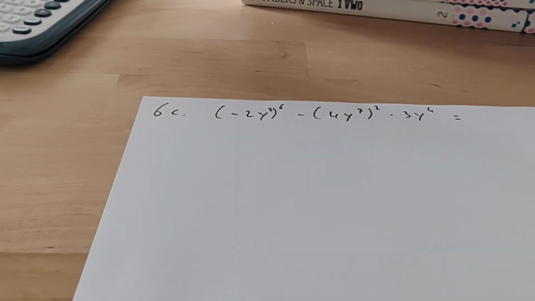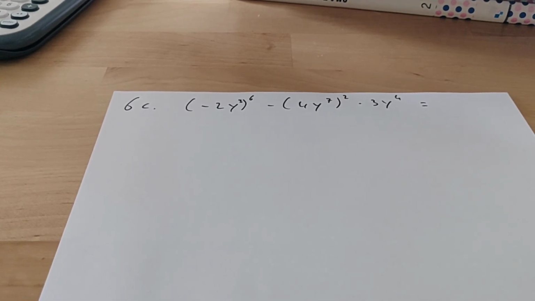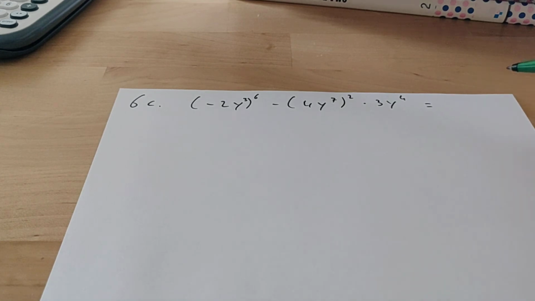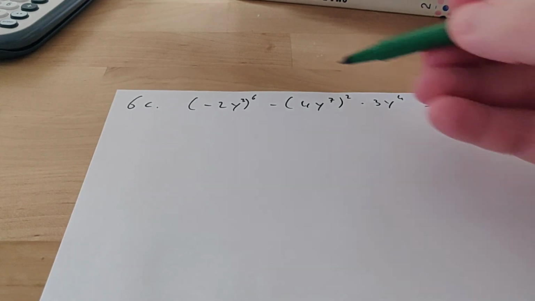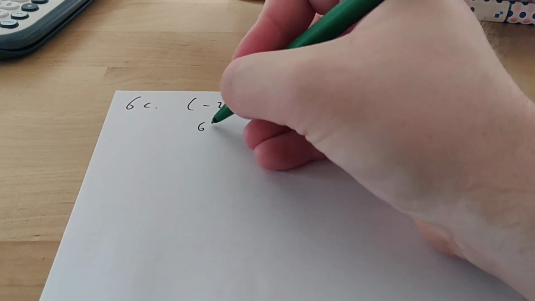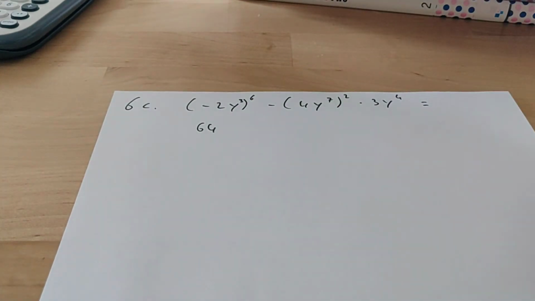Alright, so I do have one more. I have 6c over here. And this one is also kind of big. It says here minus 2a to the power of 3 to the power of 6. And we're going to calculate that first. So minus 2 to the power of 6. That's minus 2 times minus 2 times minus 2 times minus 2. Well, 6 times in total. That's going to be 64.